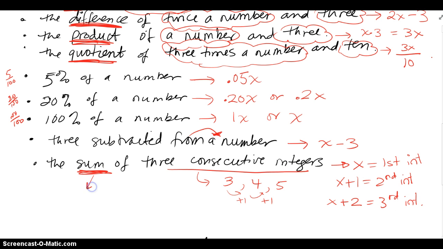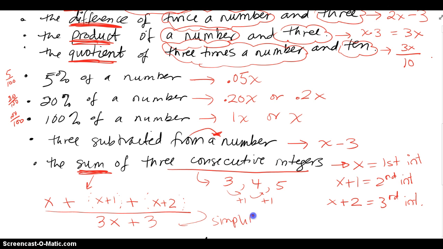And since it says the sum, I take the first one, add to it the second one. Again, I'm putting them in parentheses, because when you're adding, parentheses really can be dropped if you want. So I have 3 items, first integer, second, and third, and their sum, if I were to simplify it, would give me 1, 2, 3 x's, plus 1 and 2 gives me 3. So the sum of 3 consecutive integers would be that, and this would be the simplified version of it, 3x plus 3.